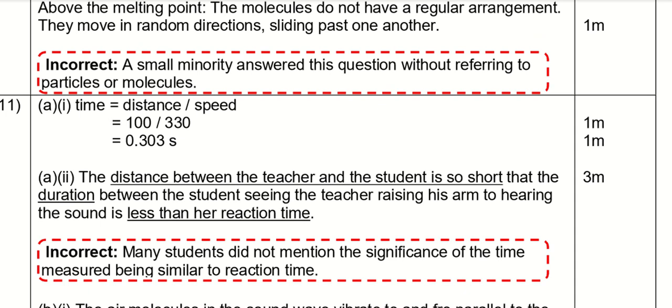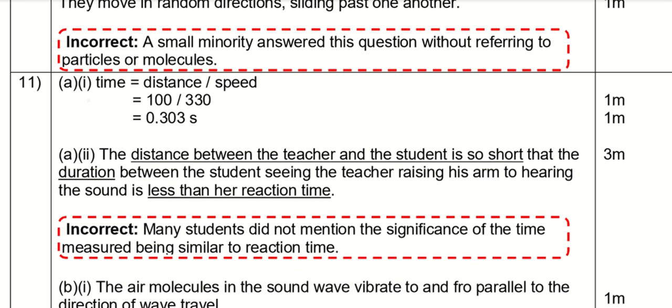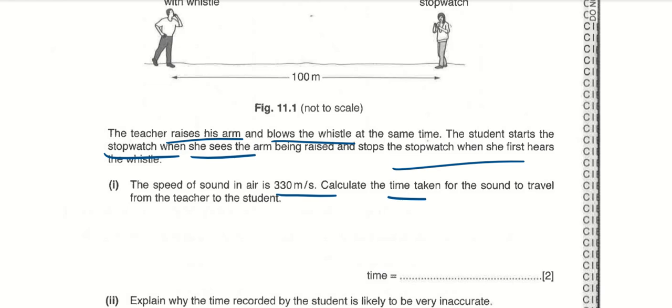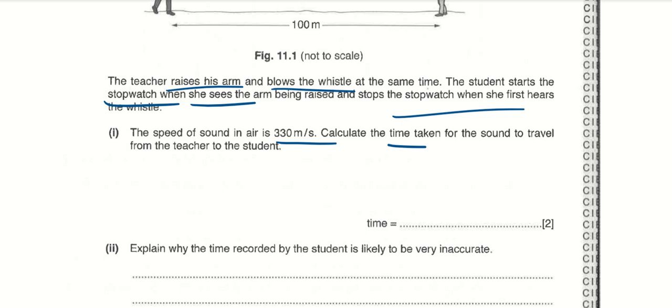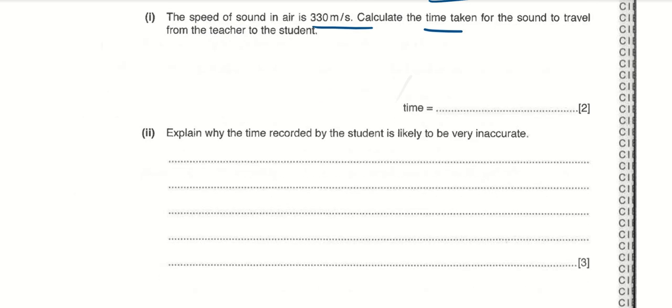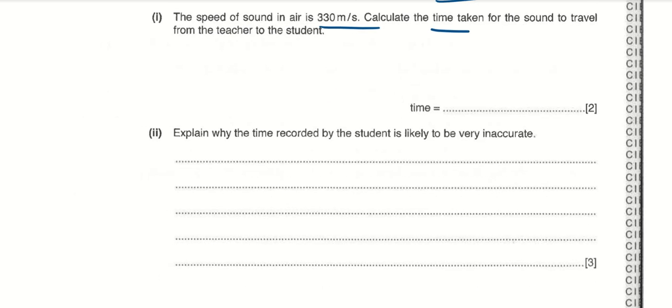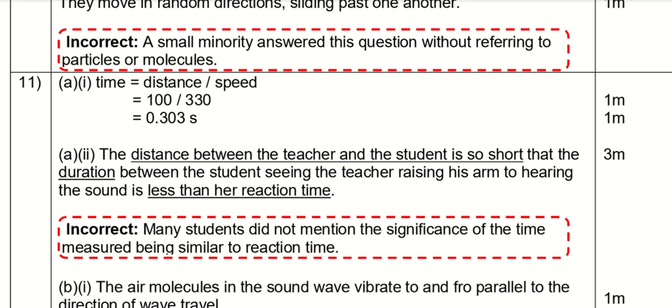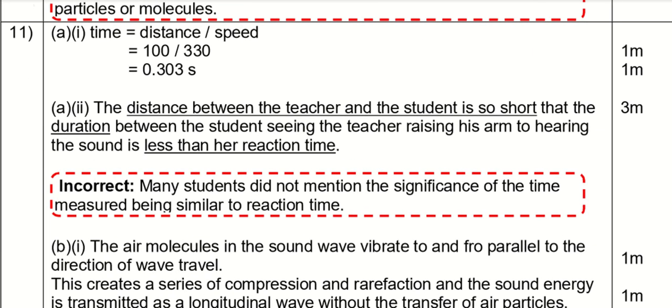Distance over speed is equal to time. So we get 0.303 seconds. Make sure 3 significant figures. Next, explain why the time recorded by the student is very likely to be inaccurate. Do you know why? Human reaction time, assuming the travel time of light is instantaneous.